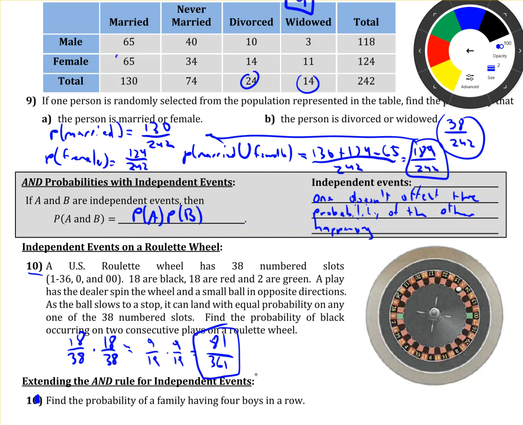So find the probability of a family having 4 boys in a row. With independent events, it doesn't just have to be 2. You can do it over and over again. So let's just suppose, even though it's not exactly 50-50, that the probability of getting a boy or girl is 50-50. So that would be 1/2 times 1/2 times 1/2 times 1/2 equals 1/16.